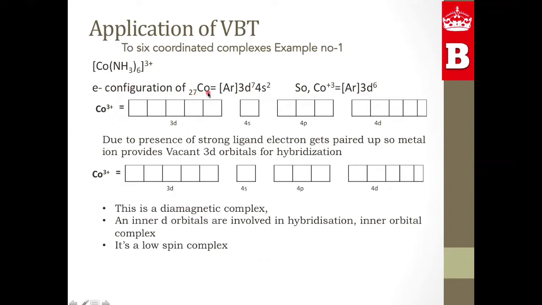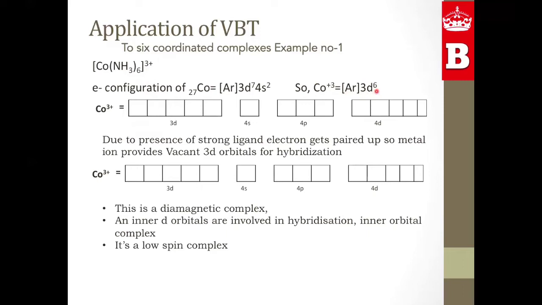The atomic number of cobalt is 27, so its ground state electronic configuration is [Ar] 3d7 4s2. When we find the oxidation number, considering cobalt as x, NH3 is a zero valent ligand, so 6 into 0 is equal to +3. That means the oxidation number of cobalt will be +3. That's why cobalt 3+ has the 3d6 electronic configuration.